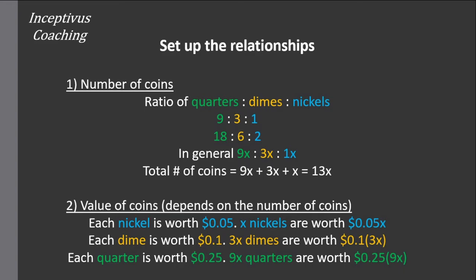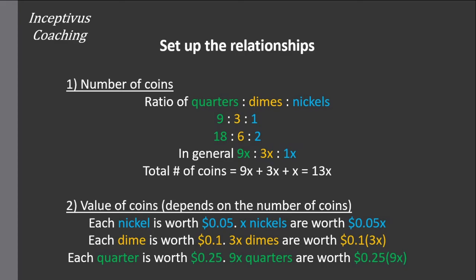This ratio is not telling us that there will be exactly 1 nickel, 3 dimes, and 9 quarters. It is saying that for every portion of nickels, we would have 3 portions of dimes and 9 portions of quarters. In other words, if there were 2 nickels, then we would expect 6 dimes and 18 quarters. In general, we can say that if there are x nickels, then I should expect 3x dimes and 9x quarters.